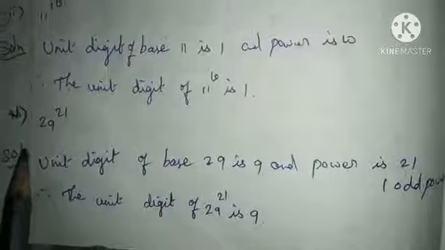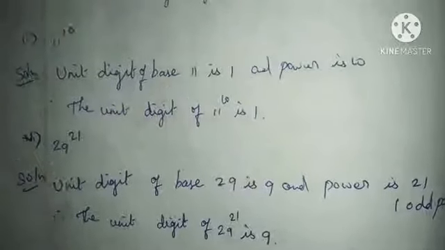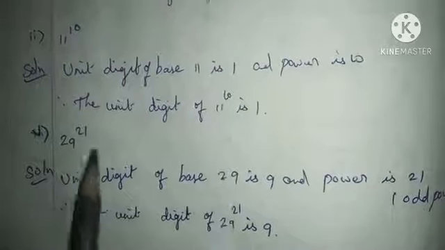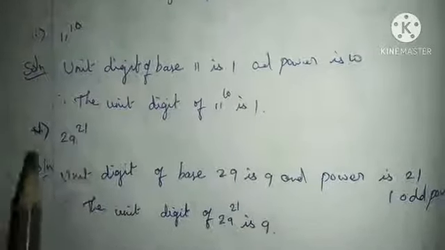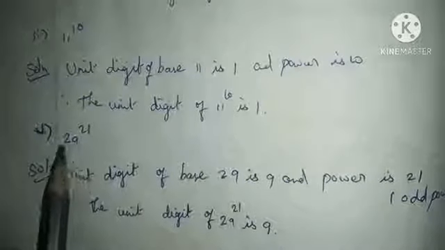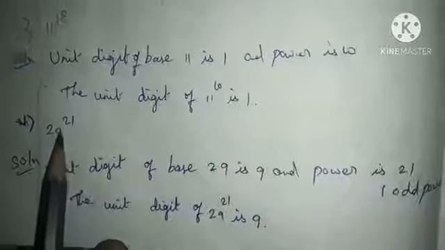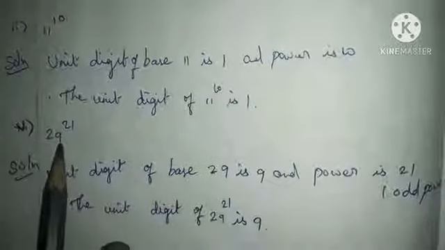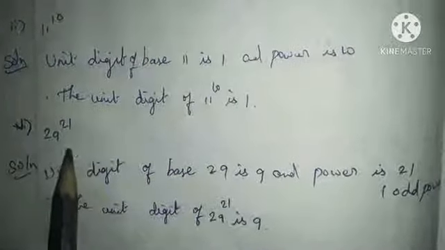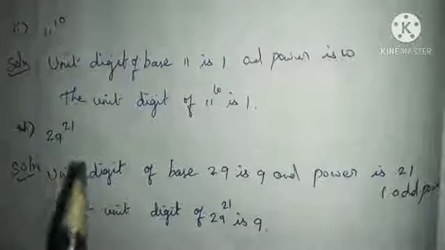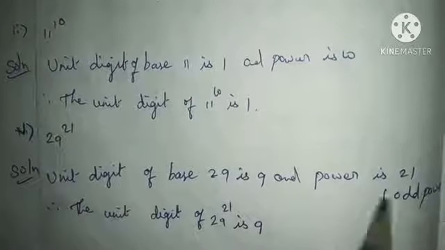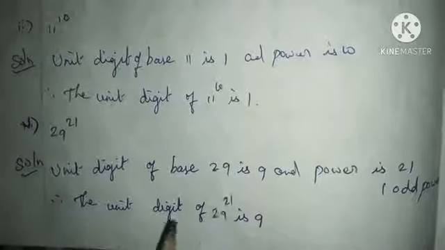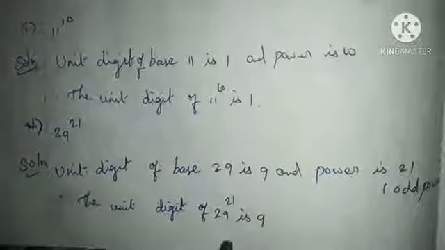Let's see one more sum, 29 to the power of 21. Here the base 29 has the unit value 9 and the power is given as 21. When the unit value is 9, you have to check whether the power is odd or even. If it is an odd number, the unit digit does not change. But if it is an even number, the unit digit will change to 1. Here we have 21, an odd number. Therefore, the unit digit of 29 to the power 21 remains unchanged. That is 9.